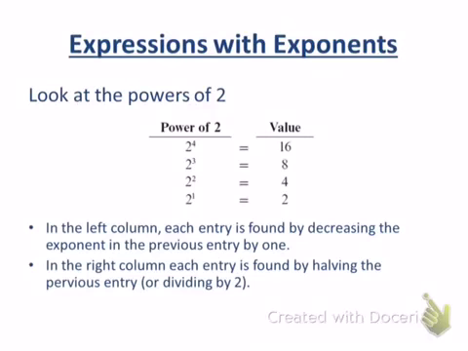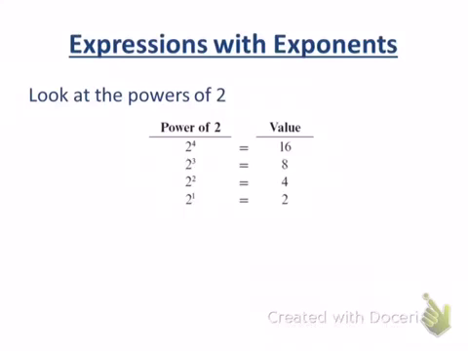In the left column, each entry is decreasing the exponent in the previous entry by 1. If you go down, it's decreasing; if you go up, it's increasing. And in the right column, each entry is found by halving the previous entry, or dividing it by 2. Right? So, if we continue the pattern, what would the next power of 2 be on the left? 2 to the 0 power. Going down.